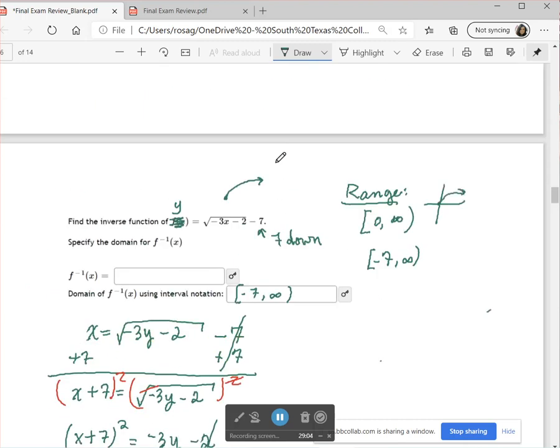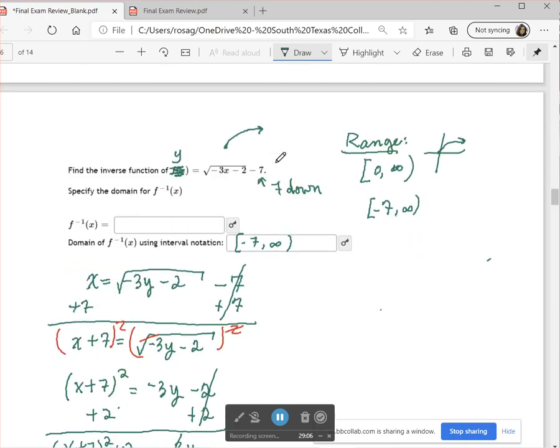Because on the original parent function of the square root, it is in brackets. So basically the brackets just mean you can use the number. So if I use a number, I get 0 for the square root, and the square root of 0 is a number. So it's not undefined. That's why we use the brackets.